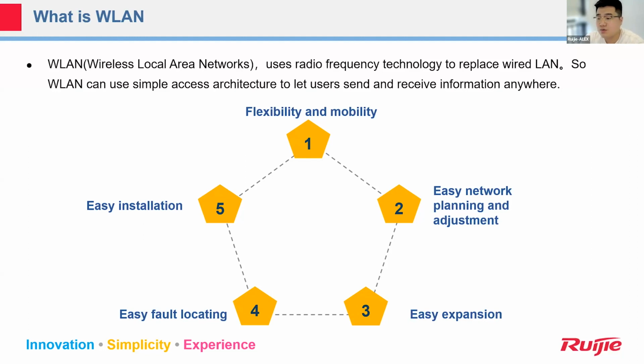Because if you use a wired network, for example, if you use a cable to connect your PC with the access switch, you cannot move, right? You cannot move. But if you use your mobile to connect with a WLAN, you can move freely inside the coverage, right? And it makes it more flexible. And the second advantage is the easy network planning and adjustment.